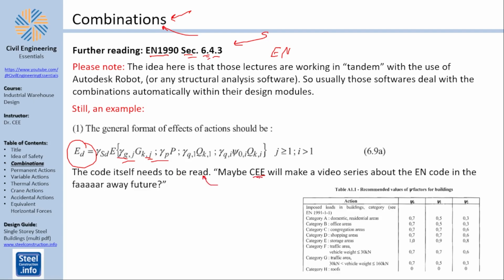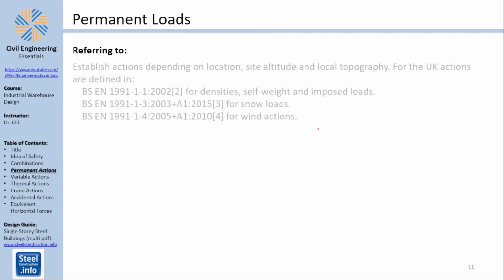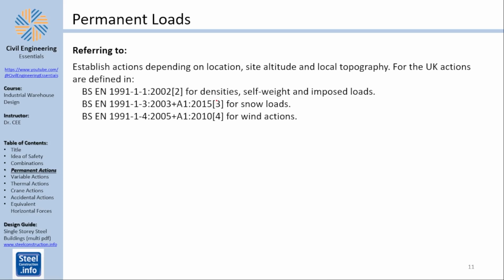Maybe I should, but this is in the far away future. For now, I am already overloaded with the stuff I'm doing right now. Check out the combinations. You should read them, but no worries because the software is able to do it automatically. Now, with permanent loads, I'm referring now to multiple standards. It cannot be code neutral here because we're talking about loads now. So there is a standard talking about the densities, snow loads, and wind loads. I will not be talking about snow loads and wind loads today.